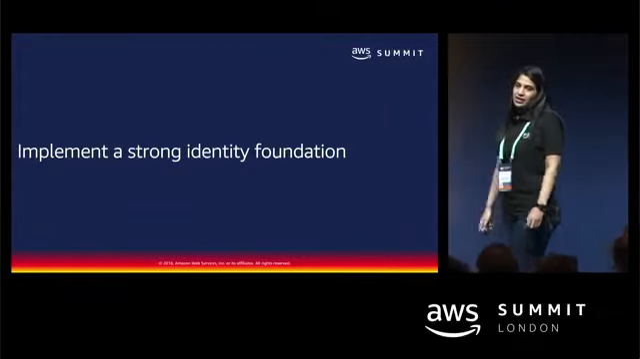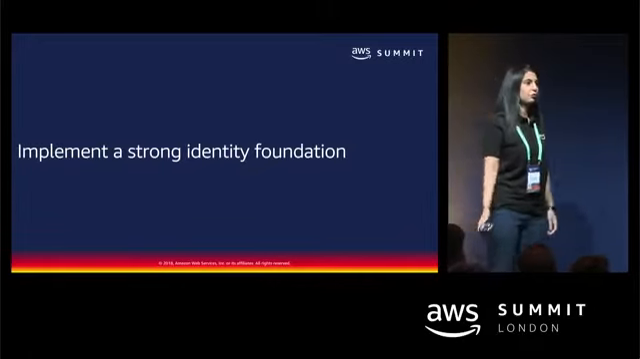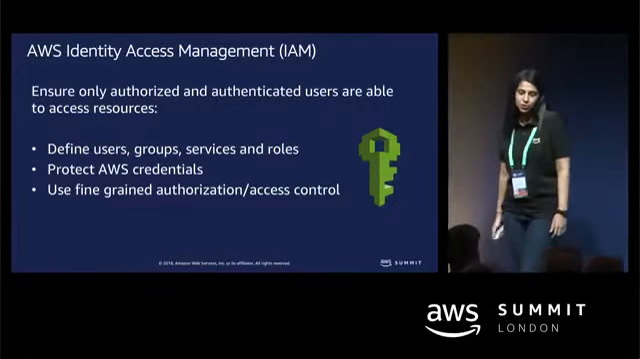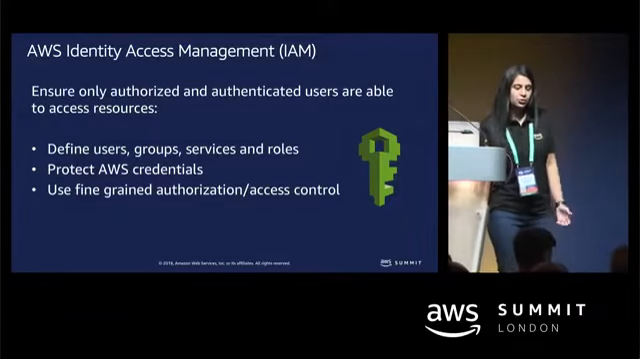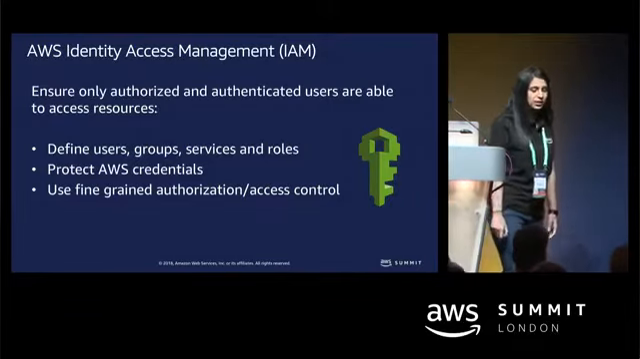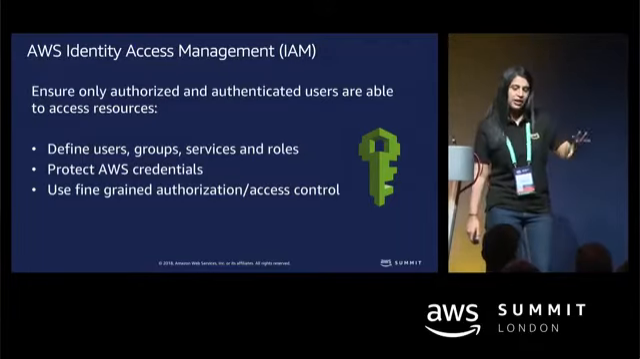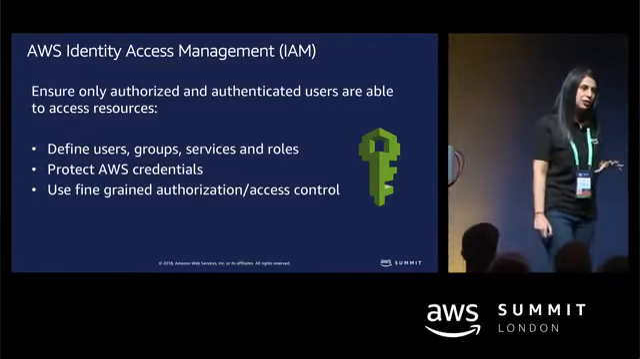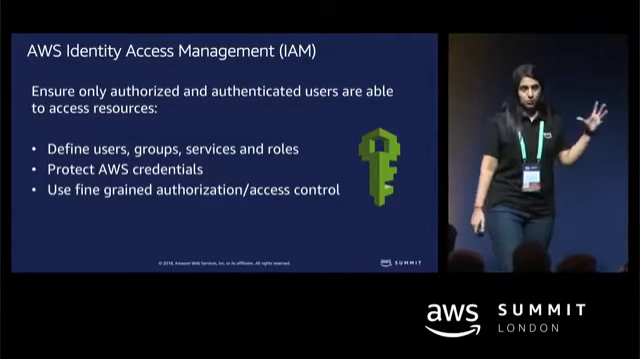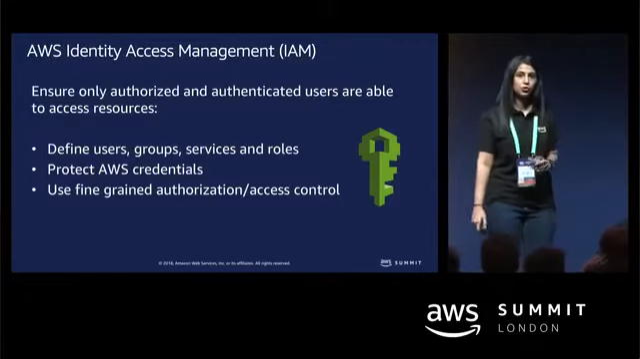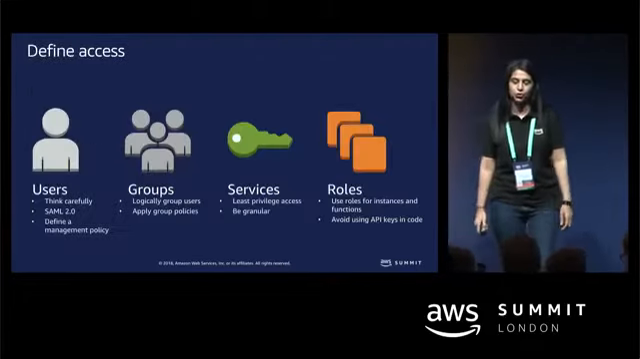Moving into strong identity foundation, I think most of you may have heard about IAM, which is Identity and Access Management. We're talking about authorizing and authenticating users to be able to access your resources. We'll talk about defining access and protecting your AWS credentials. I have a good example on fine-grained authorization as well, which is a policy that I'll talk you through.